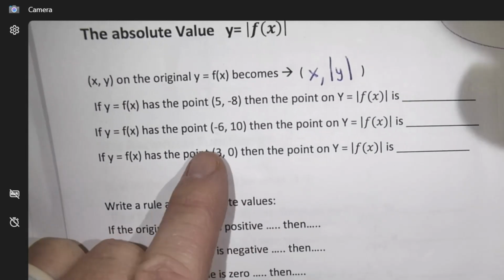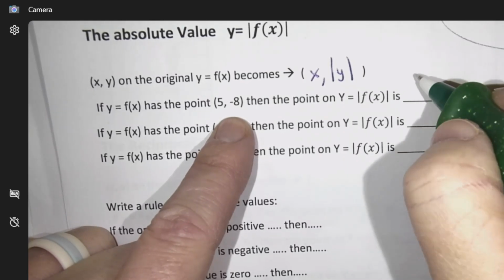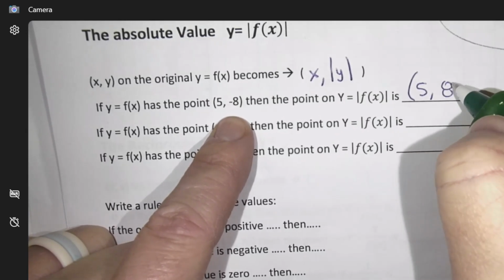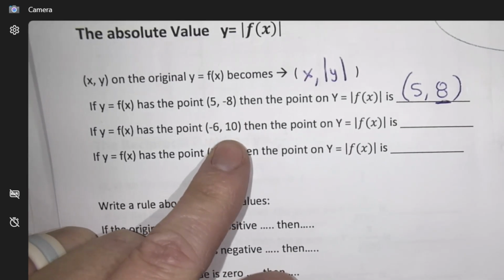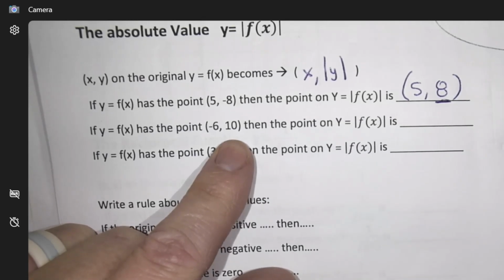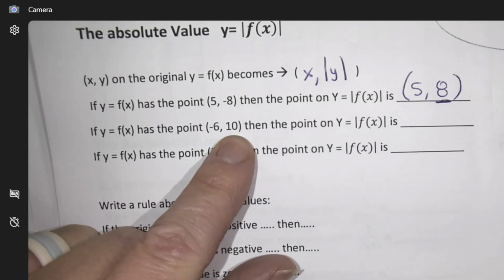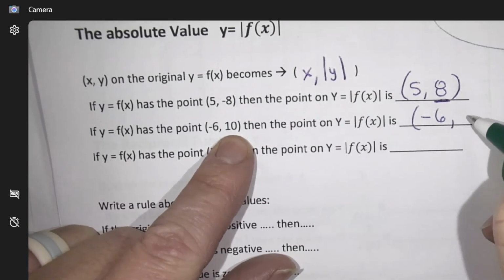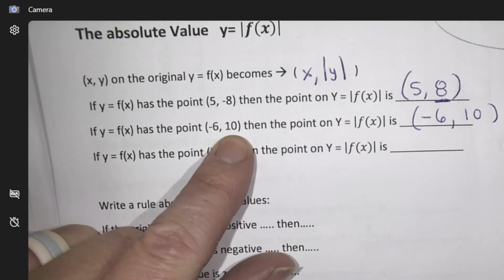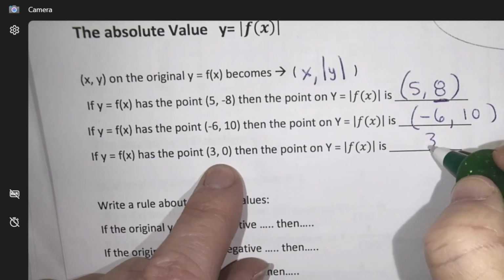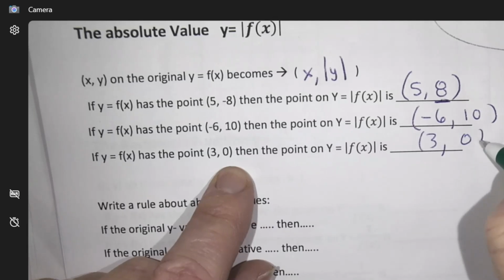Okay, so here we go. Here's a coordinate. What's the coordinate if I absolute value the function? 5 comma +8. Again, it's not affecting the x whatsoever. So this coordinate would change from -6, 10 to -6 comma still 10. Okay? And then 3 comma 0 will go to 3 comma also 0.